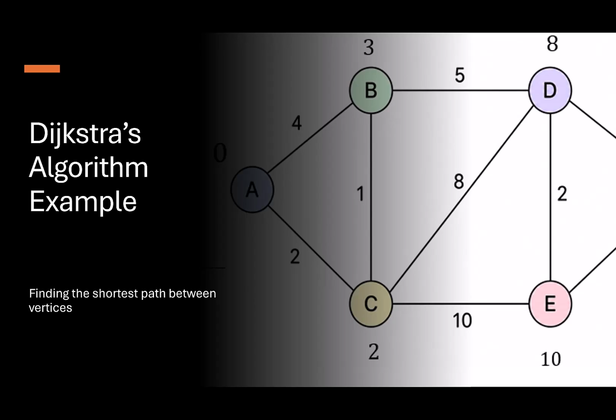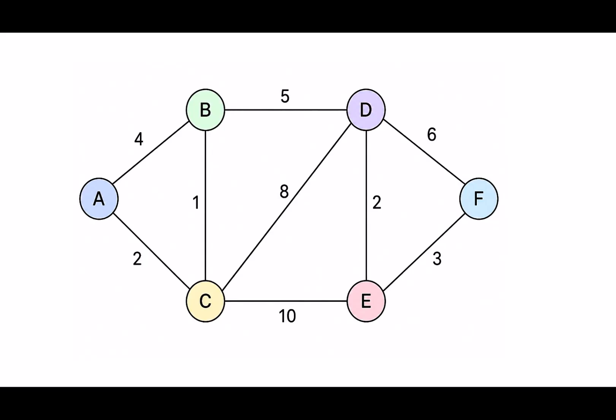Hi everybody, today I'm going to show you an example of Dijkstra's algorithm. We'll use it to find the shortest path between vertices. For a given graph, the first thing we're going to do is pick our beginning vertex. I'm going to use vertex A.